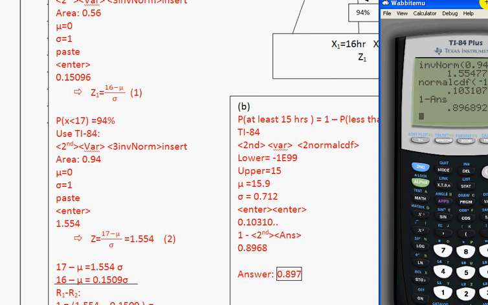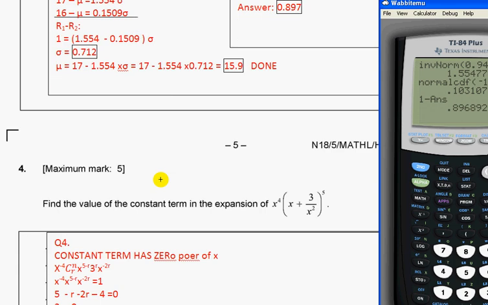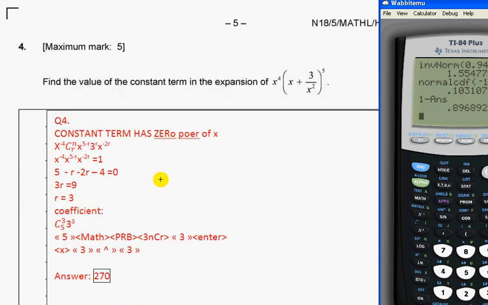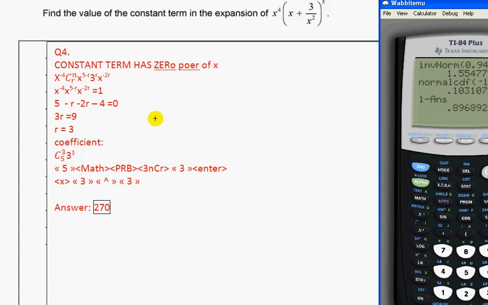Question 4. Find the value of the constant term in the expansion of x to the 4th and this expression.